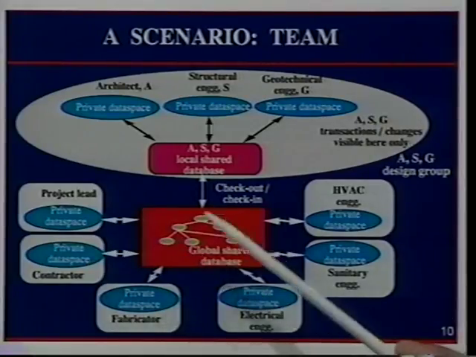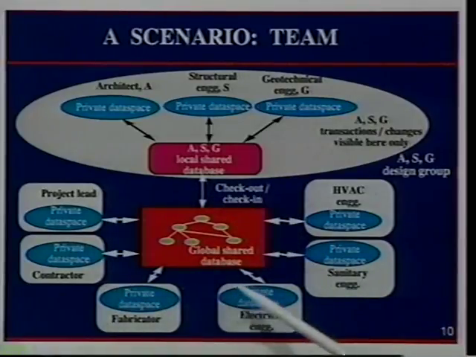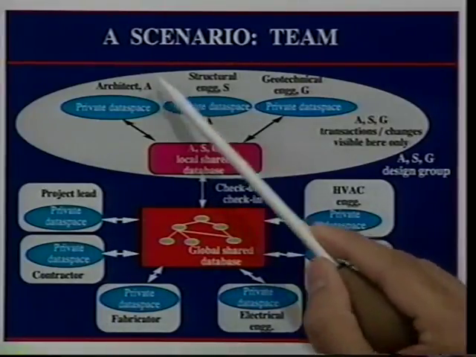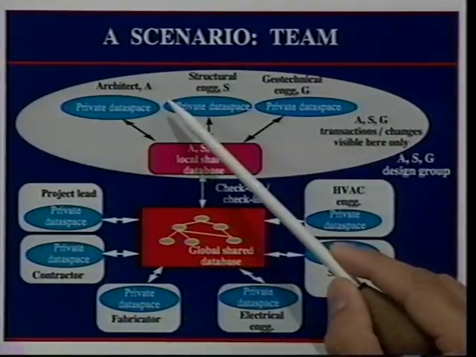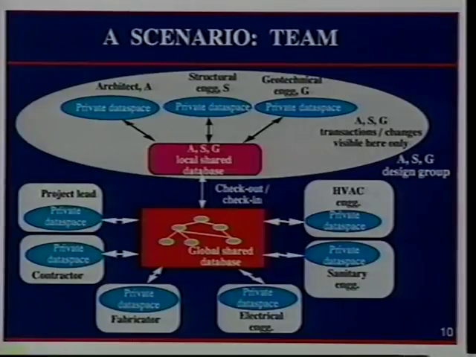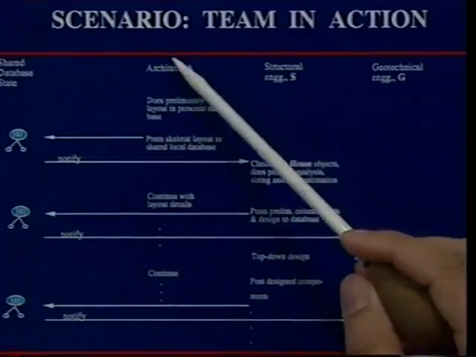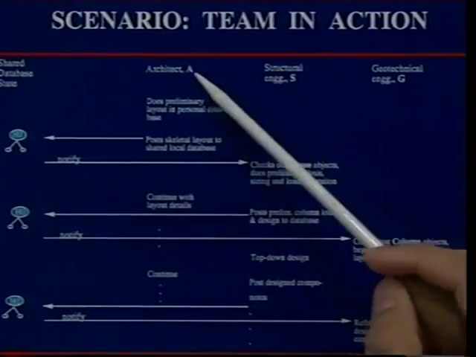So, if you look at engineering as such, overall we have a number of people working at one level, and we have another set of people working at another level, and so on and so forth. So, this is the notion of nested transactions which happens in engineering. We will come to that in a minute. So, let us see what happens in the subgroup, the architect, structural engineer, and the geotechnical engineer. Let us have a closer look at what the architect is doing here.